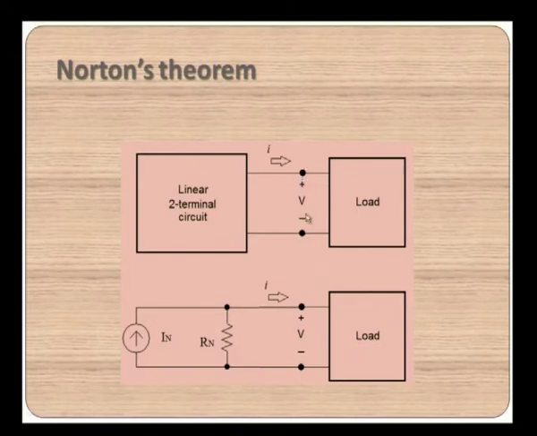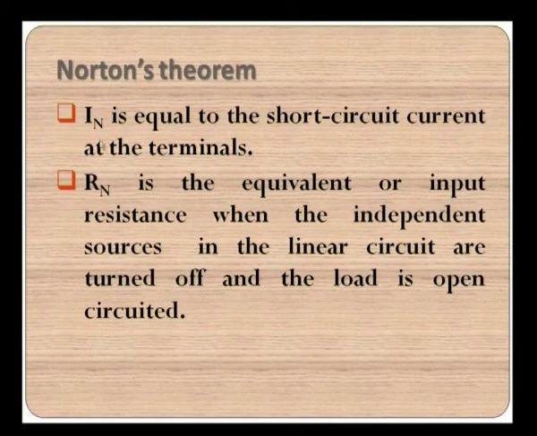When we say the current, it should be provided a path. So, for that what do we do? We connect the two terminals with a short circuited condition. That means a connection is made, that is it. So, under that condition, how much current is flowing? That is the meaning of this first statement, IN is equivalent to the short circuit current at the terminals.